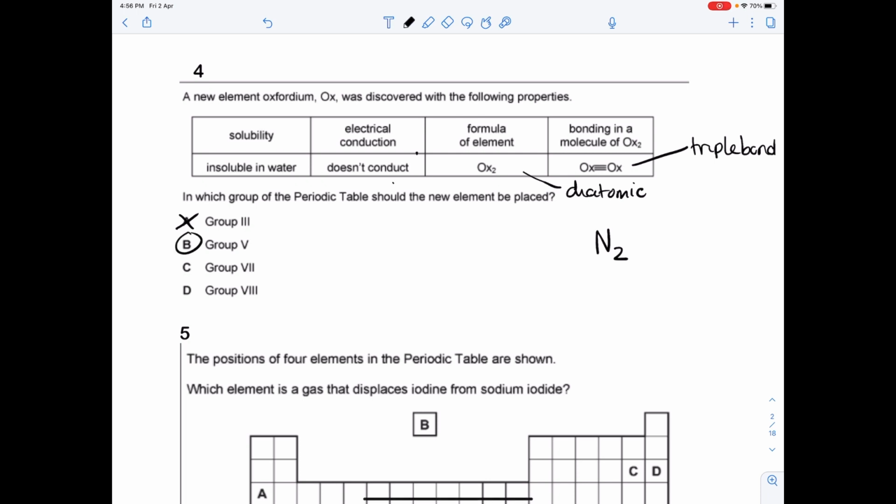It's not going to be group 7 because group 7 would form a diatomic molecule, but it would be OX with a single bond between them because they'd only share one pair of electrons. So it's not going to be group 7. Can't be group 8 because group 8 is monatomic. It doesn't form diatomic molecules, not even with itself.